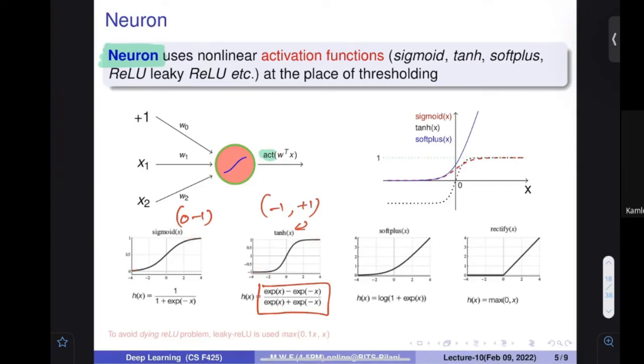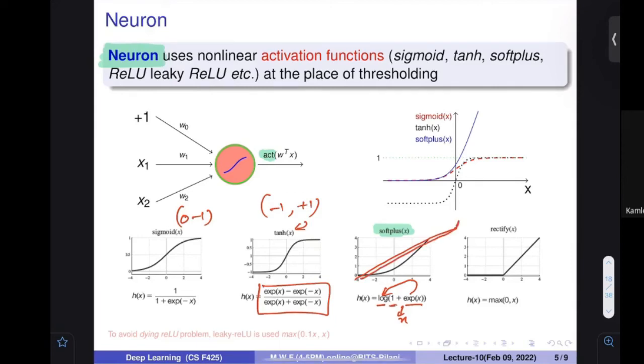For example, another function is the softplus function. This is a very interesting function: log of 1 plus e to the power x. You know that e to the power x and log are enemies, so they actually kill each other. Ultimately this value comes to be x only, and x means a single line.